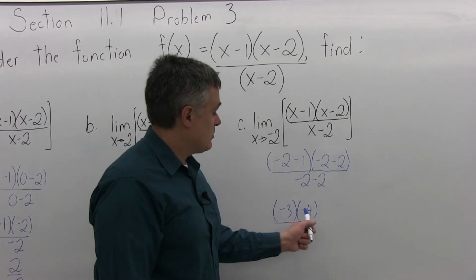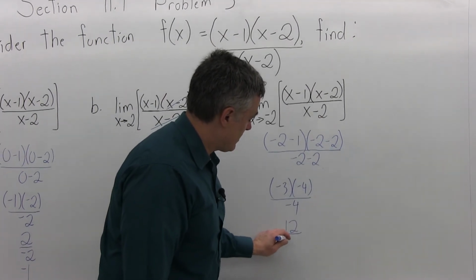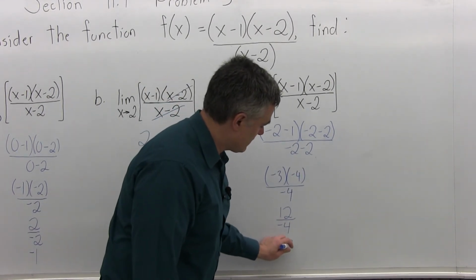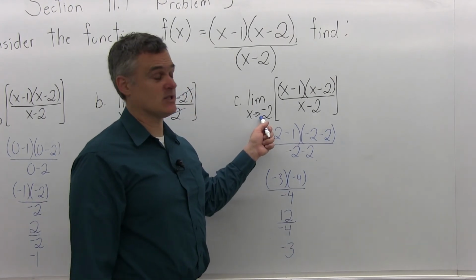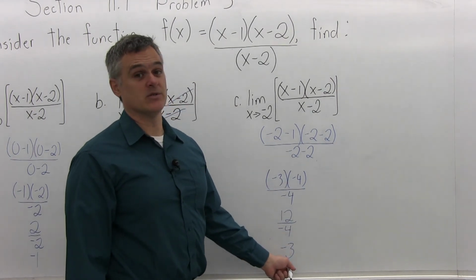So on top, negative 3 times negative 4 is positive 12. But it's divided by a negative 4. Positive 12 divided by negative 4 is negative 3. So that's the answer. As your input value, or value on the x-axis, gets really close to negative 2, the output, or height that you get really close to, is negative 3.